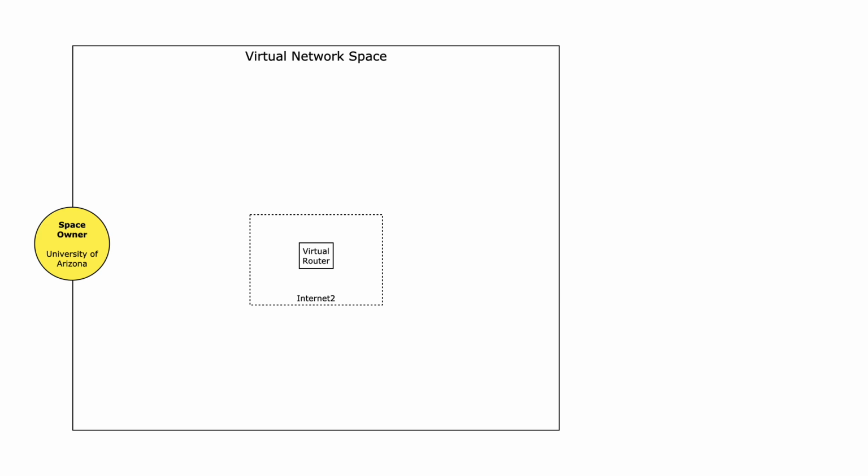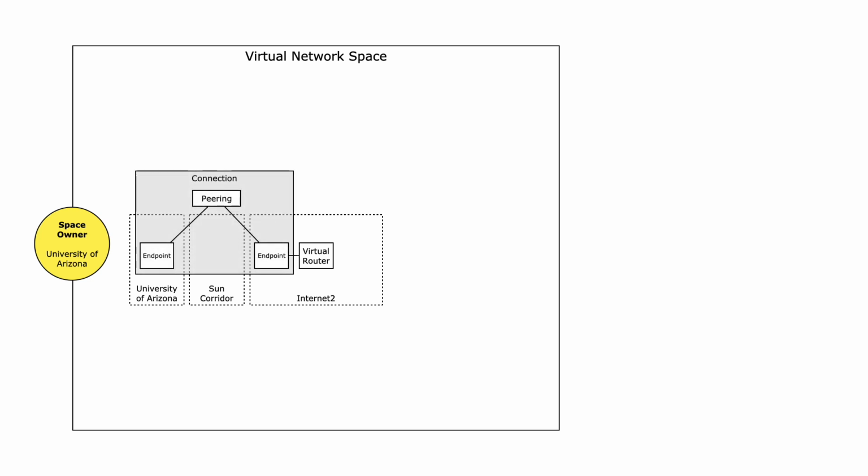I would like the University of Arizona to connect to this virtual router. The University of Arizona connects to Internet 2 through Sun Corridor, a regional network. We're going to set up a peering between the University of Arizona and Internet 2. That's, in Insight Console terminology, we are creating a connection to Internet 2.